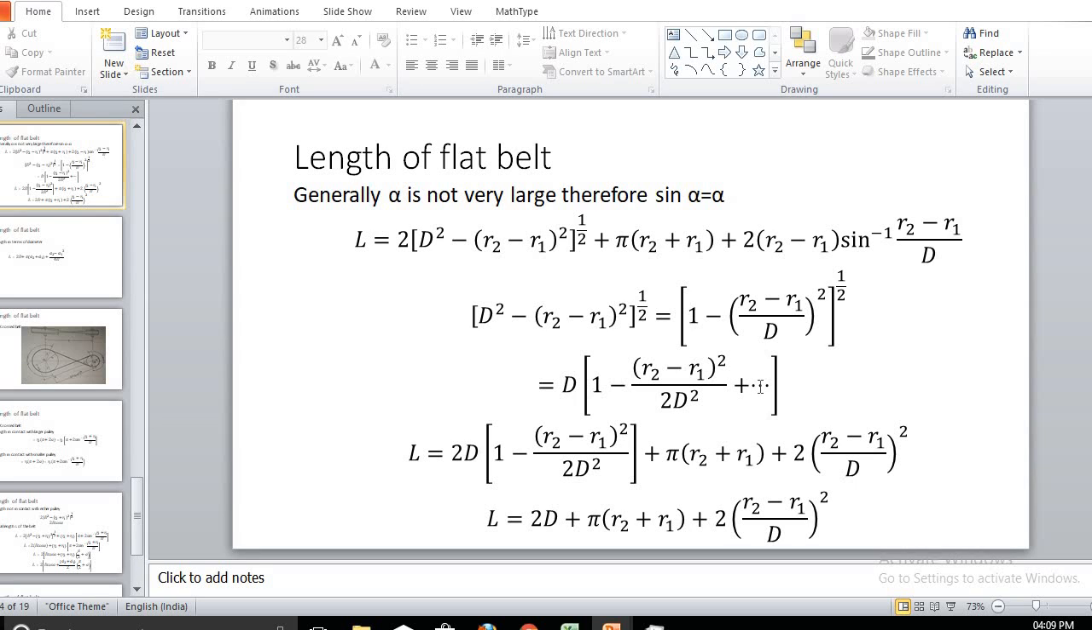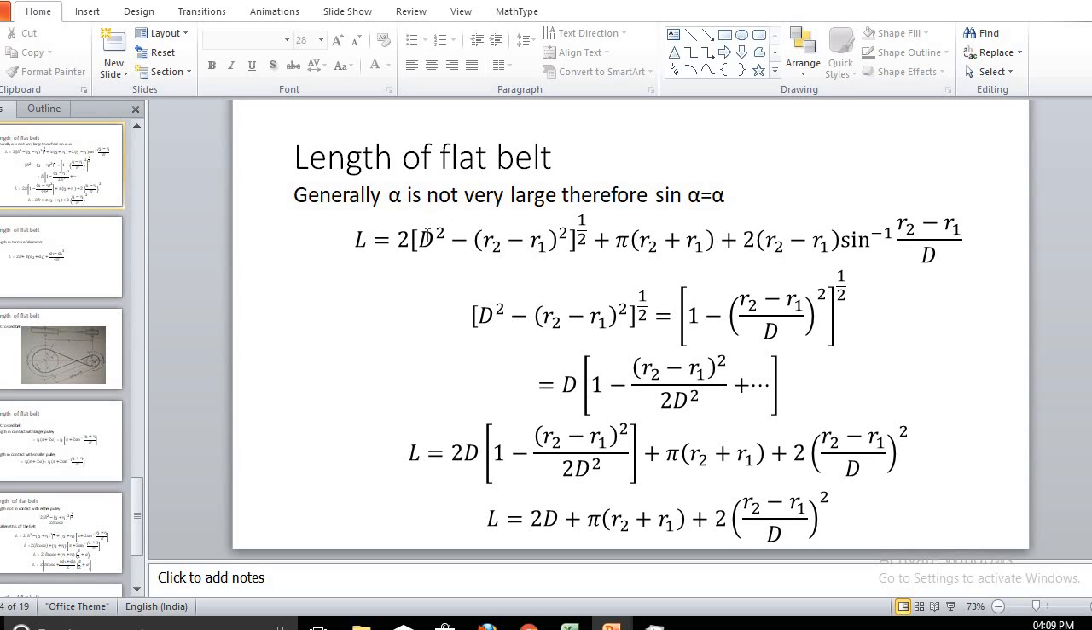Now these further terms are negligible. That's why they are not considered here. Only two terms are considered. So after expansion of this bracket, only two terms are considered. These further terms are neglected, and this bracket expansion we can write as 1 minus R2 minus R1 square divided by 2d square. Now we put this into this.